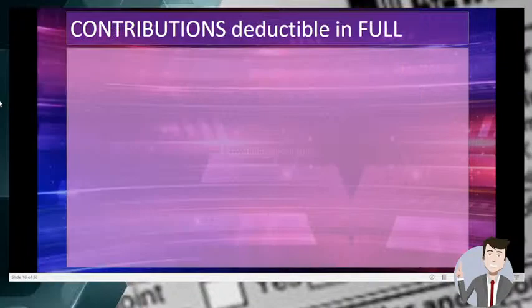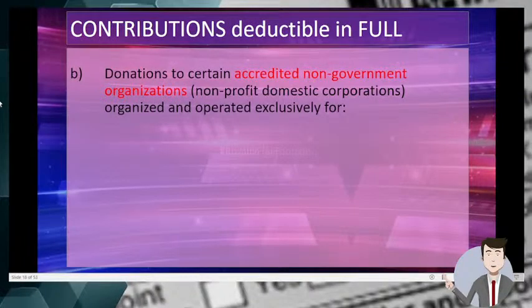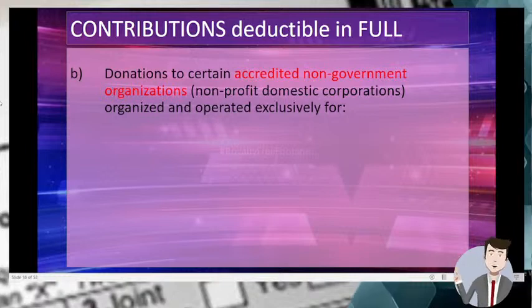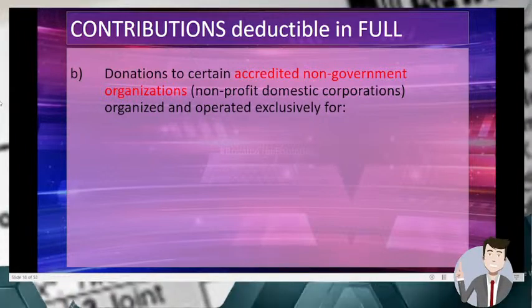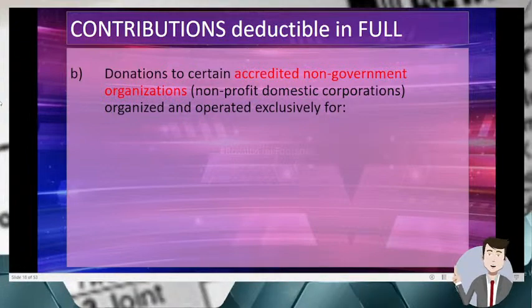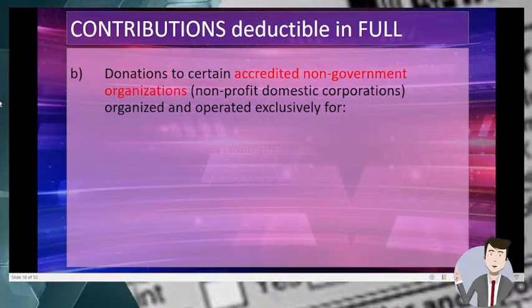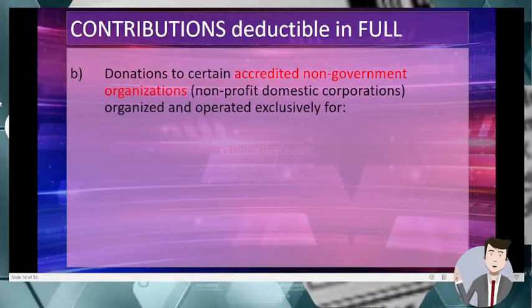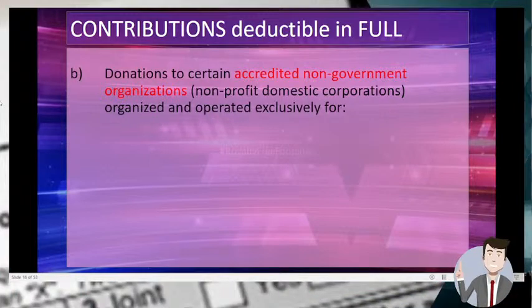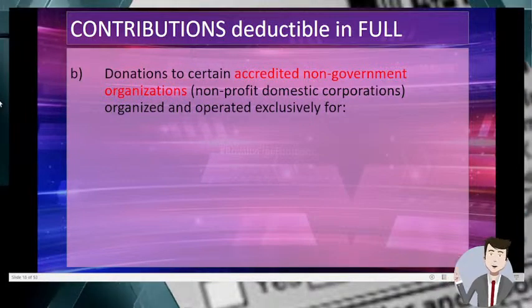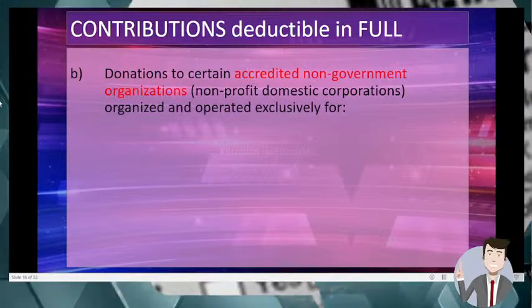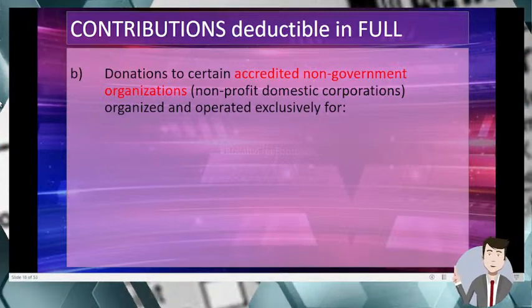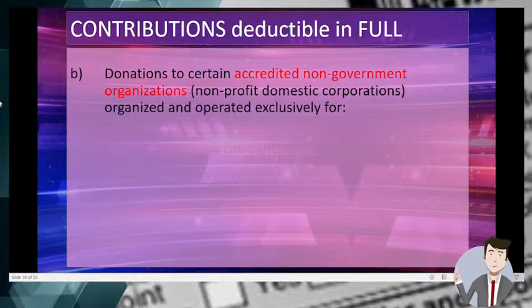Okay? Next, we have donations to certain accredited non-government organizations. So the second recipient for which the contribution can be deducted in full is non-government organizations, or what we call NGOs. Take note that the organization of this NGO should be a non-profit domestic corporation. Take note, non-profit. In short, these domestic corporations do not issue shares of stock. Please take note. So, organized and operated exclusively for.